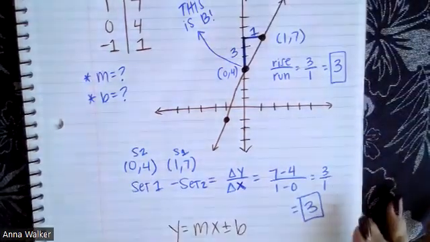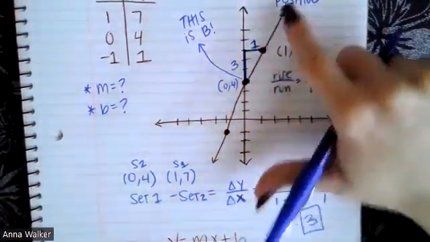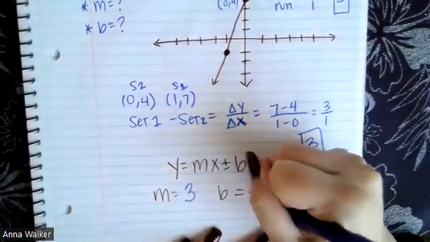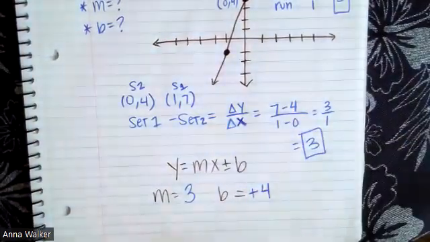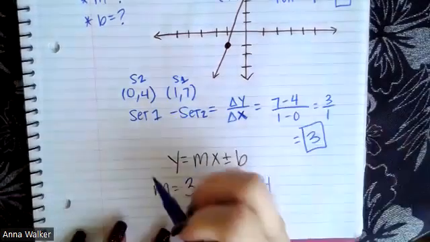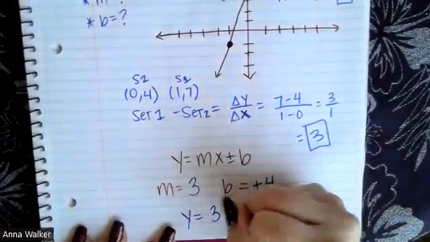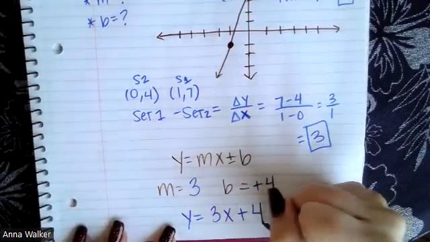This is B, okay? Because this is where the line crosses the y-axis. So our intercept is a positive 4. That means the formula is going to look like this: y equals 3x plus 4.